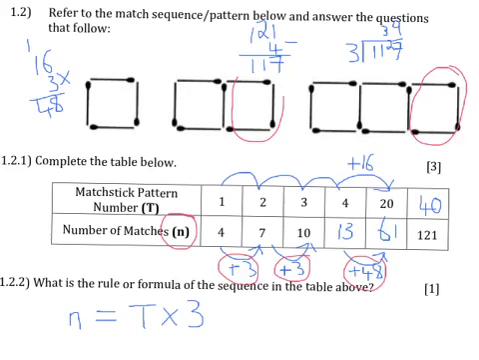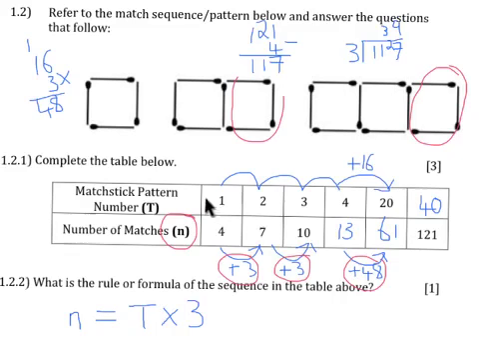But now, if I had to use substitution, and I just take the first example where there's matchstick pattern number 1, and there are 4 matches. If I substitute matchstick pattern number 1, t is 1. So if I put t equal to 1, 1 times 3 is 3. However, it's telling me that it should be 4. So then mathematically what I have to do to adjust for that is I just have to add 1.